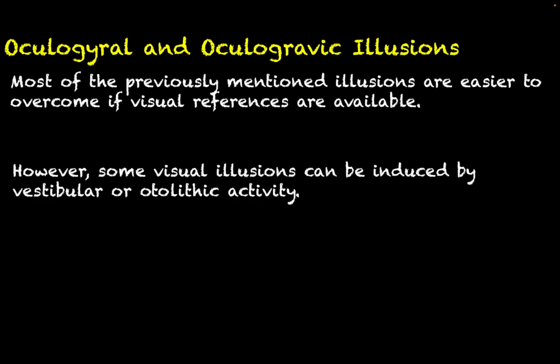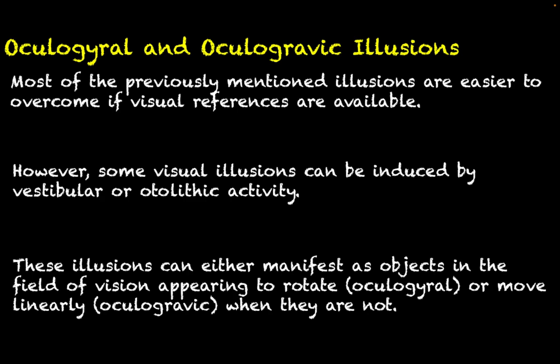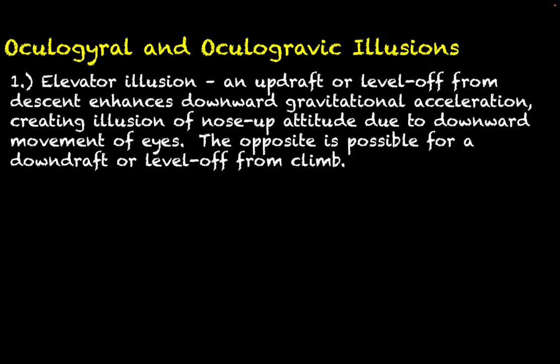But some of the visual illusions can be induced by vestibular or otolithic activity. We can actually see things that are not really there because of what's going on with the vestibular apparatus. These illusions can either manifest as objects in the field of vision appearing to rotate when they're not, those are the oculogyral ones, or moving linearly in your field of vision, those are the oculogravic, when they are not. Some examples of these are, number one, the elevator illusion.